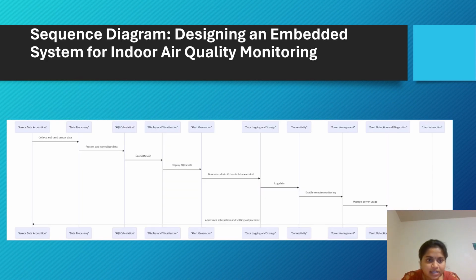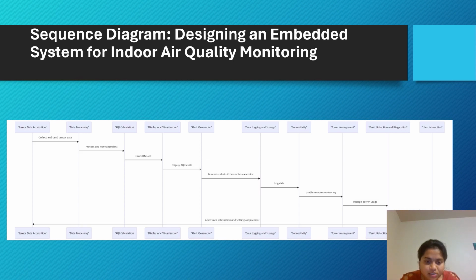And coming to the next slide, the sequence diagram for designing an embedded system for indoor air quality monitoring. The slide shows that understanding how our embedded system behaves in different situations is crucial for optimizing its performance. By analyzing its behavior, we can identify patterns, trends, and anomalies in air quality data. This allows us to implement adaptive algorithms and control strategies to ensure optimal indoor air quality conditions.